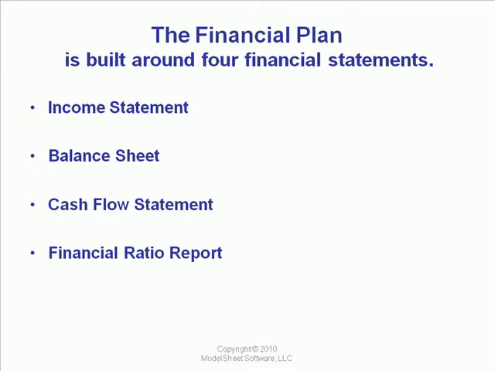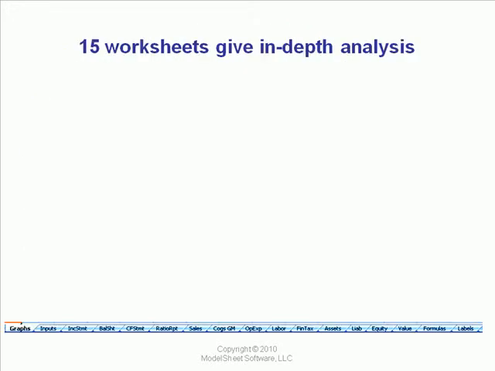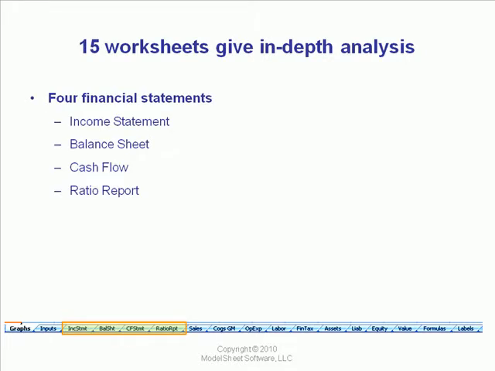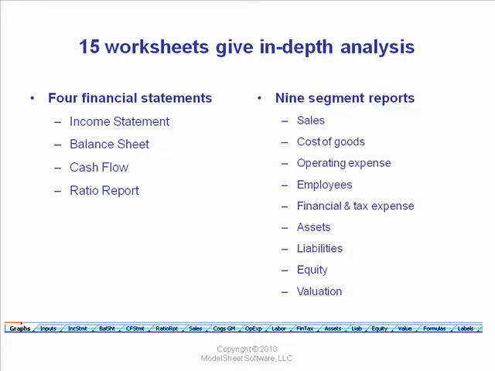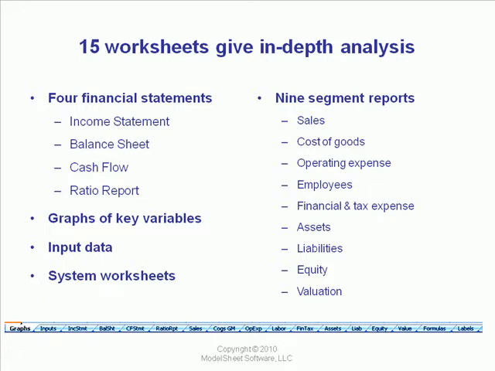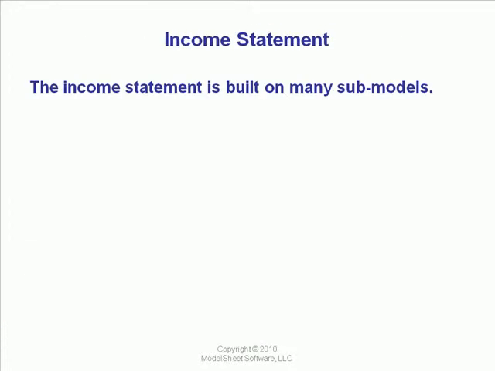The plan is built around four familiar financial statements: an income statement, a balance sheet, a cash flow statement, and a financial ratio report. The financial plan has 15 key reports: the four financial statements mentioned previously, segment reports with detail in 9 areas of the plan, graphs that display trends, and input data and system worksheets that we will show you later. The first financial statement is the income statement.